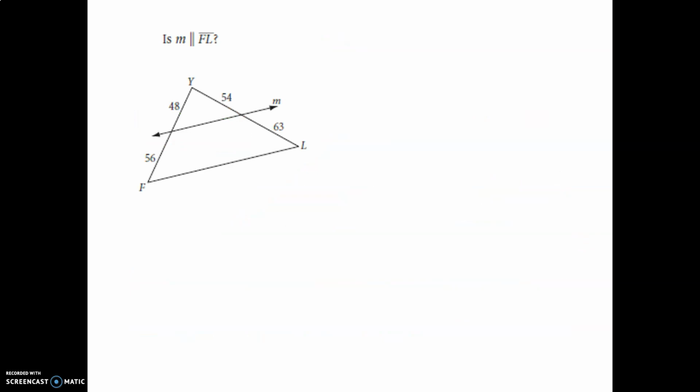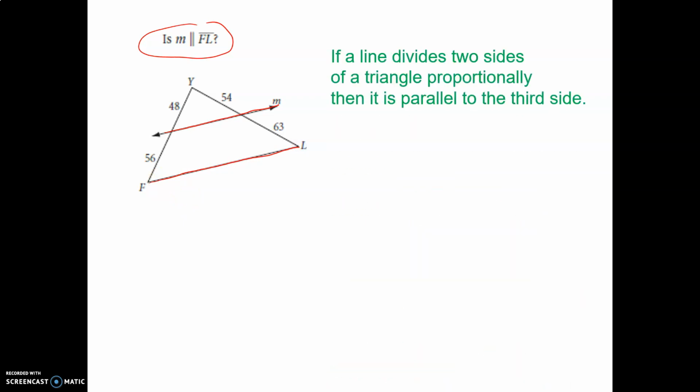Okay, so here's a problem, and it says our line M, which is over here, is M parallel to FL? So I say, well, I just learned this conjecture. If a line divides two sides of a triangle proportionally, then it is parallel to the third side. So these two lines will be parallel if I can set up a proportion between the two sides, a ratio of the left side equal to the ratio of the right side pieces. So that's what I did here.